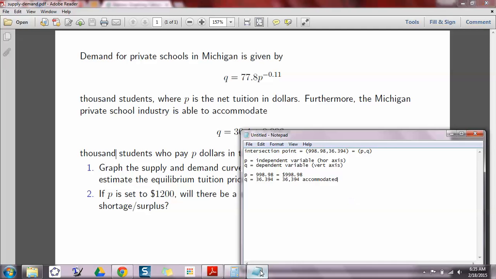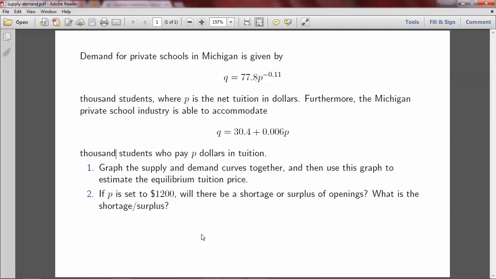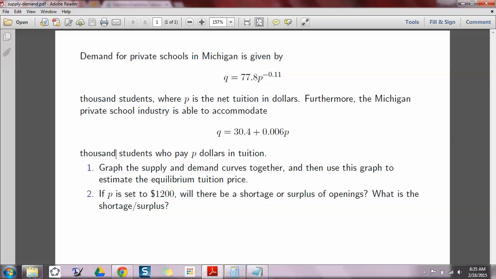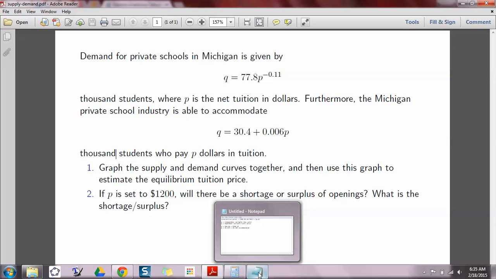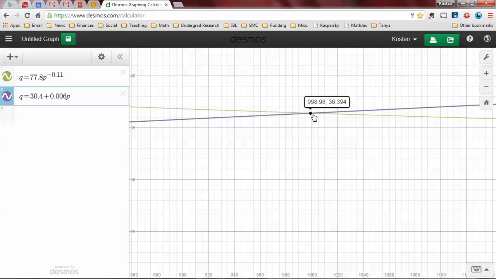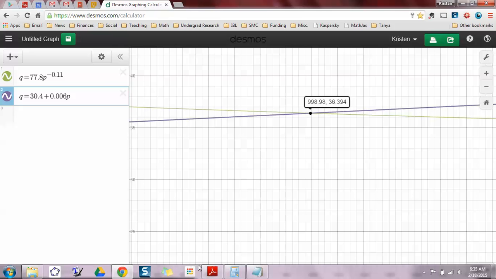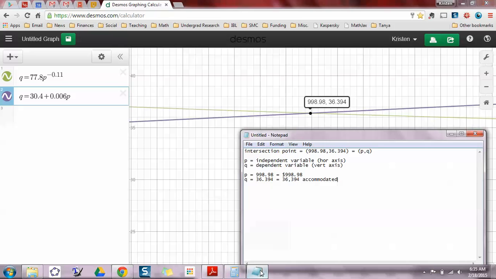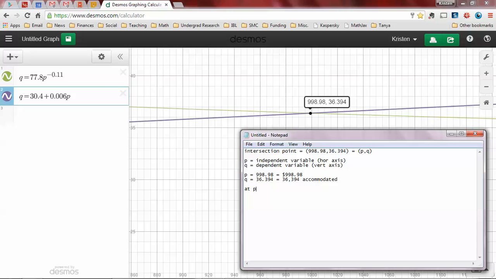So in Part B, we want to know that if the tuition is $1,200, which notice is a bit more than our equilibrium price, right? If P is $1,200, will there be a shortage or a surplus? Well, it seems that there should be a surplus of openings. If we go back to our graph, remember that if we're over here to the right, so for a larger value of P, the purple graph is larger and the green graph is smaller. So demand has gone down and supply has gone up. So it seems that there should be a surplus. So at P equals 1,200, there should be a surplus.